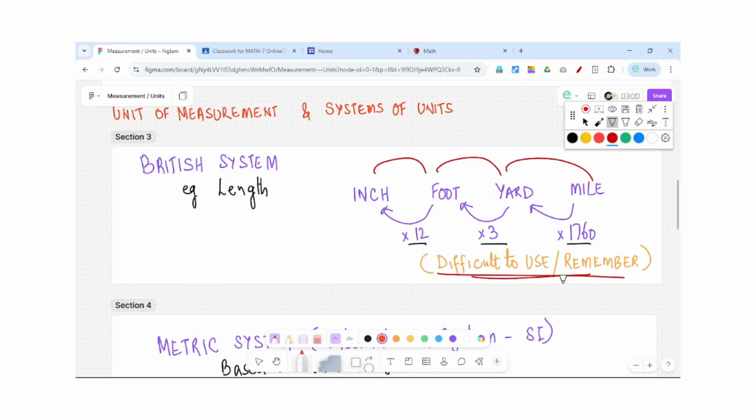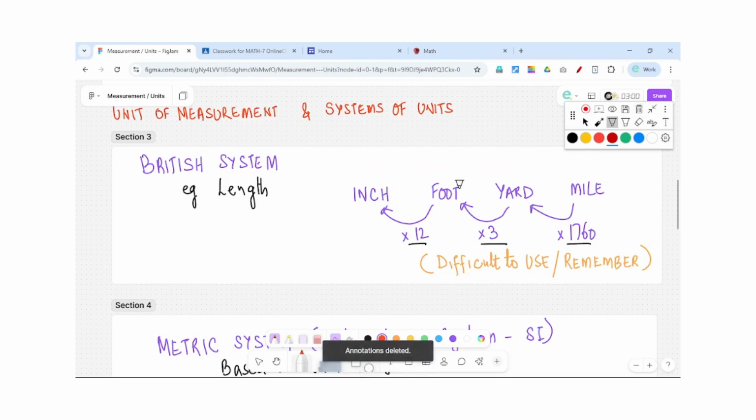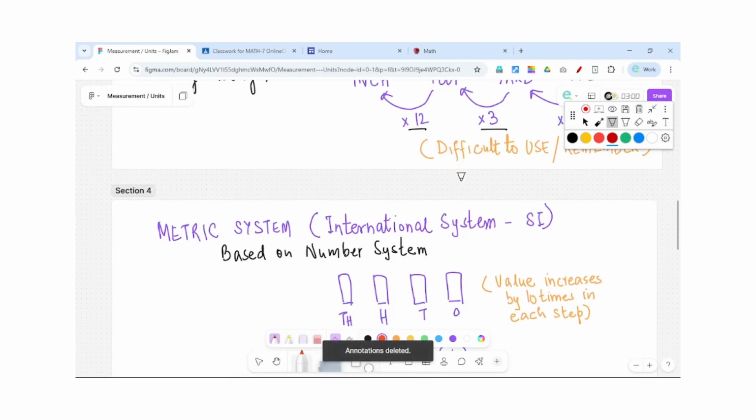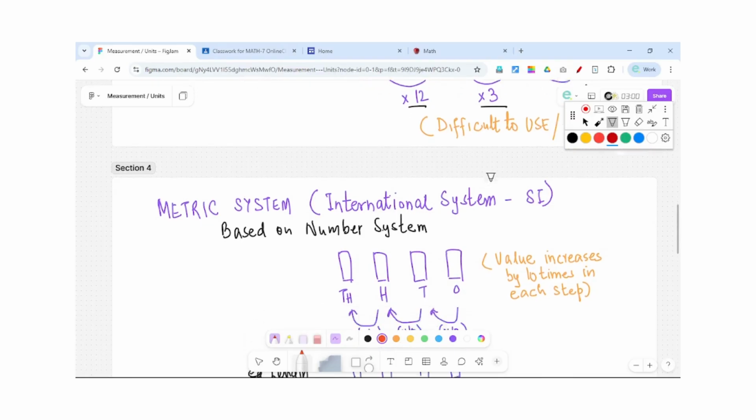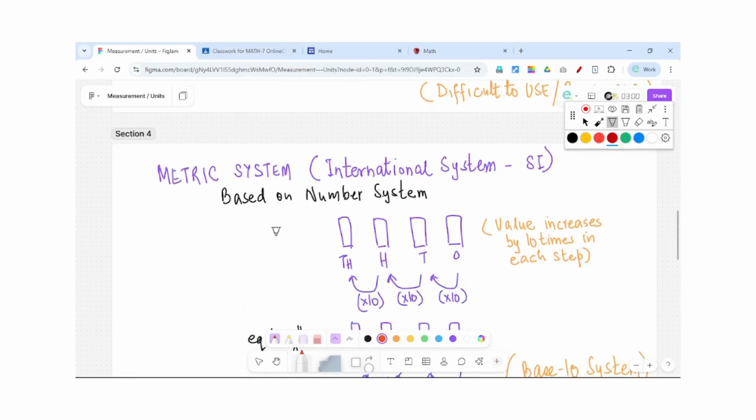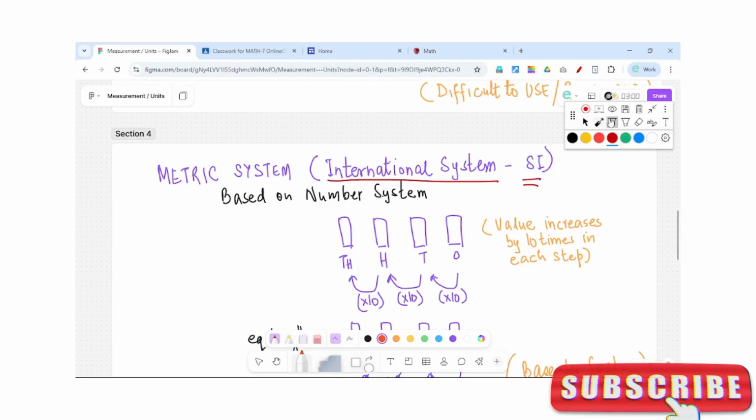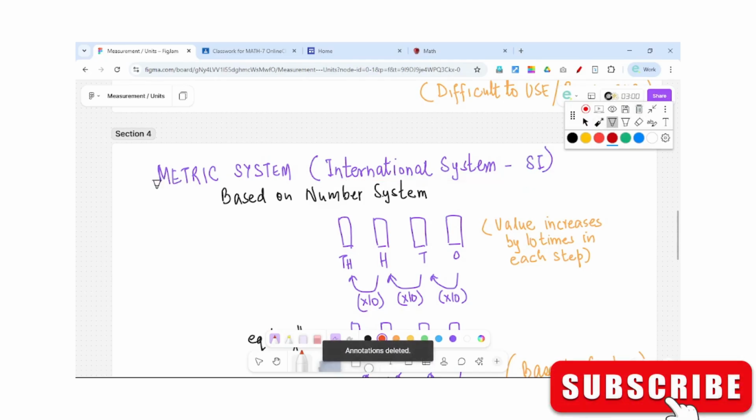So what happened? Gradually, many countries adopted another system, which is called the metric system or the international system. It is also called the SI system, System International, which is a French word. All these words mean the same thing: metric system, international system, or SI system.